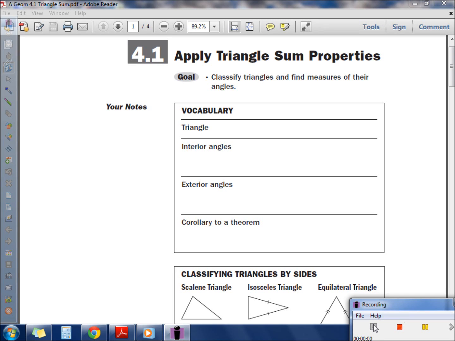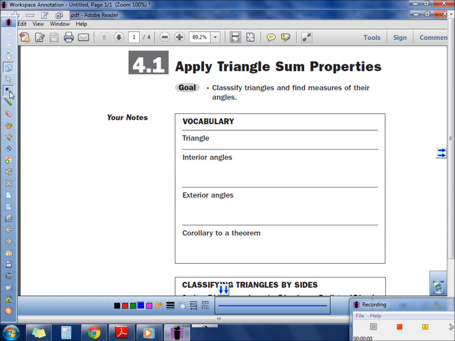Today's lesson is about classifying triangles and finding the measure of their angles. So you've already done a lot of these classifications before, so that shouldn't be very hard. A few quick words, though, that you've got to be familiar with. First off is triangle. How do we define triangle?